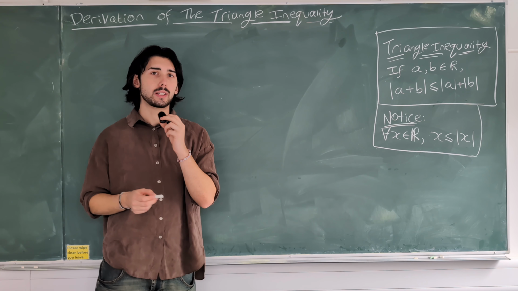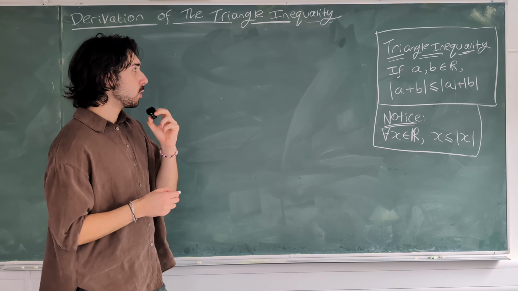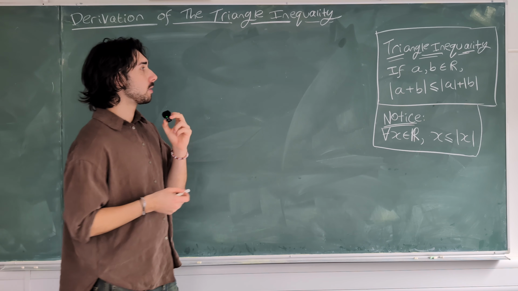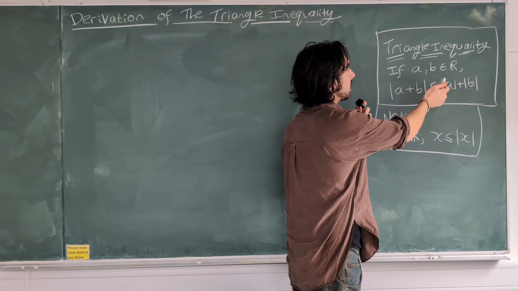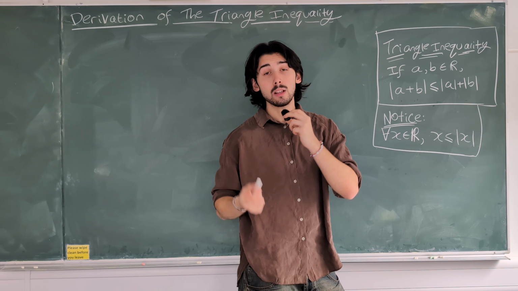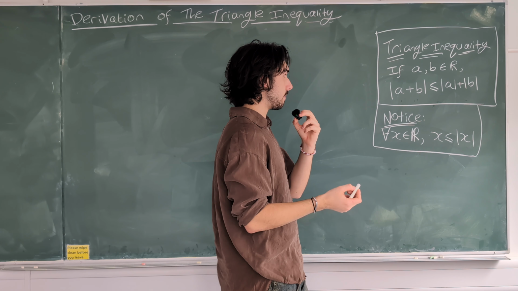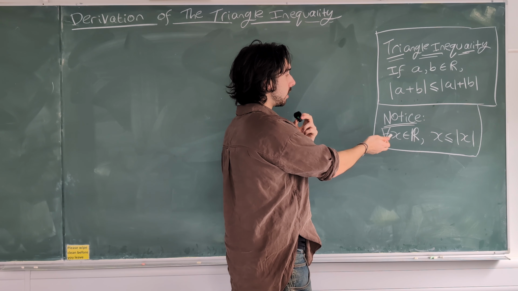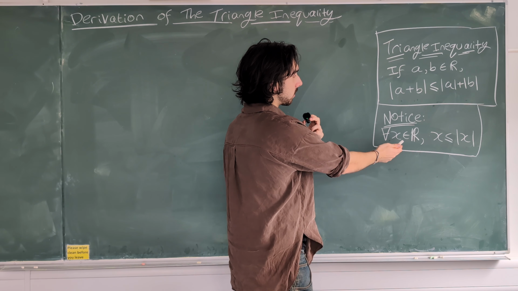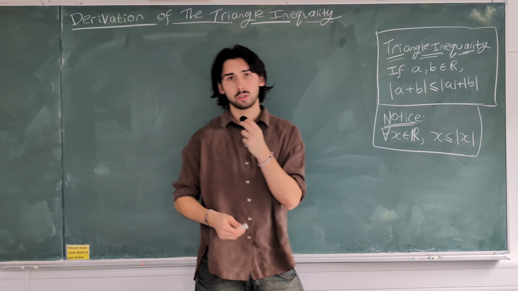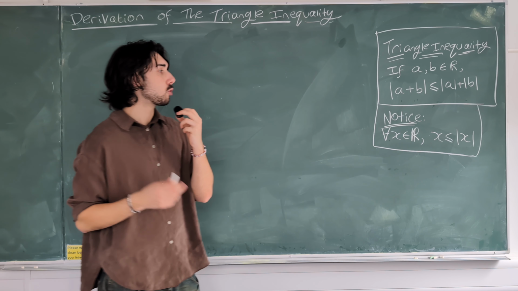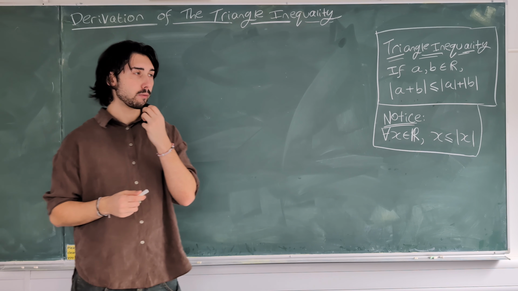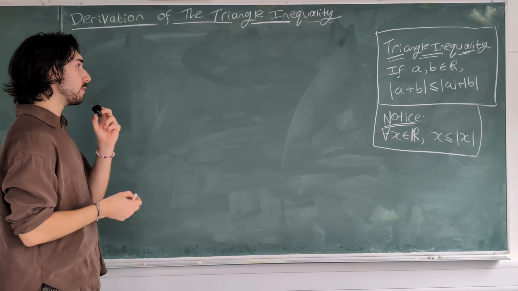In this video we're looking at the triangle inequality, which says that if a and b are two real numbers, then the absolute value of a plus b is less than or equal to the absolute value of a plus the absolute value of b. Also, we're going to need this quick result here. For any real number x, x is less than or equal to the absolute value or modulus of x. Hopefully that's pretty obvious, based on the definition of what the absolute value function does. Let's go straight into proving this.